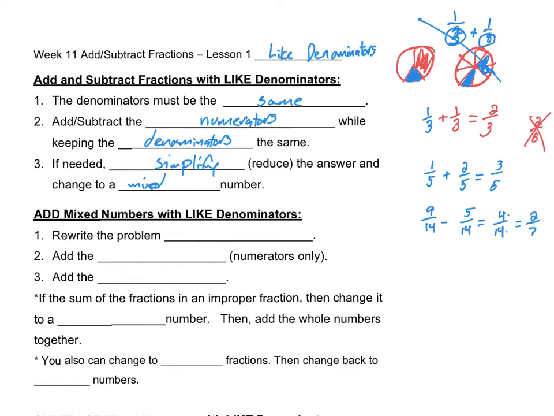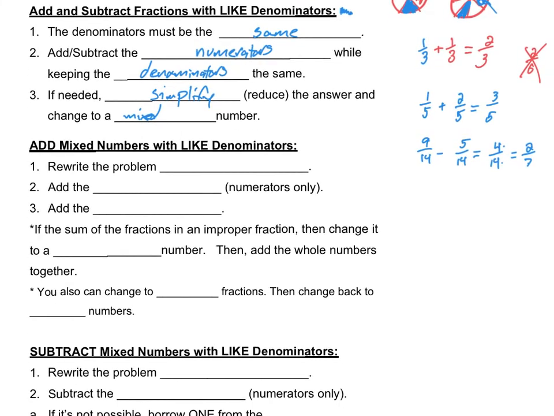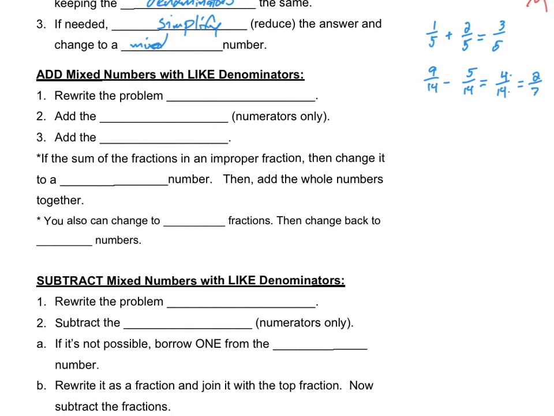All right, so that's how we add and subtract fractions with like denominators. Now let's add and subtract mixed numbers with like denominators. Let's just add first, and then we'll subtract below. So our next section of notes. We're going to rewrite the problem vertically first. And I'll show you what I mean here.